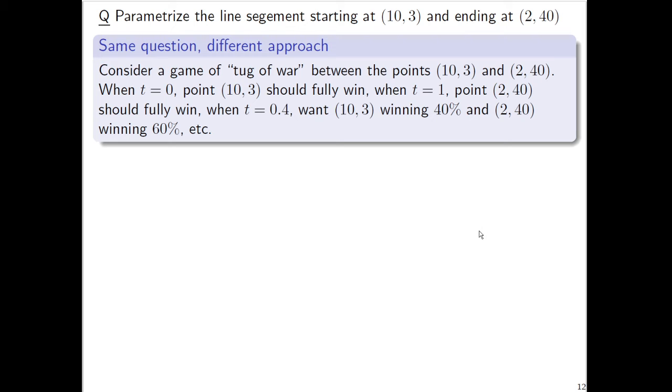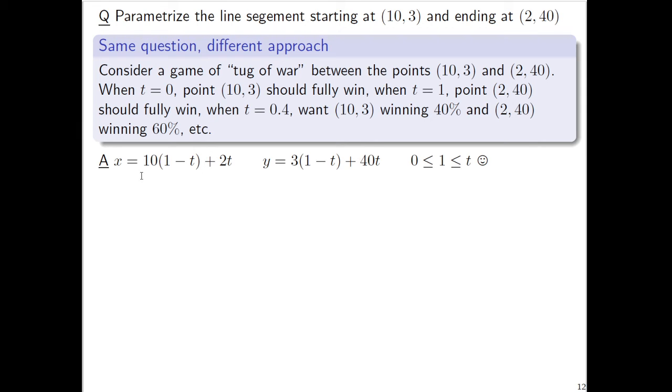So when t is equal to 0, the first point should be fully winning the tug-of-war, and when t is equal to 1, the second point ought to be winning. So when t is equal to 0.4, then we want the first point to be winning by a certain percentage and the second point to be winning by a certain percentage. I think I actually do have the percentages flipped here. It should probably be 60%, 40%, but just conceptually, I hope this is okay.